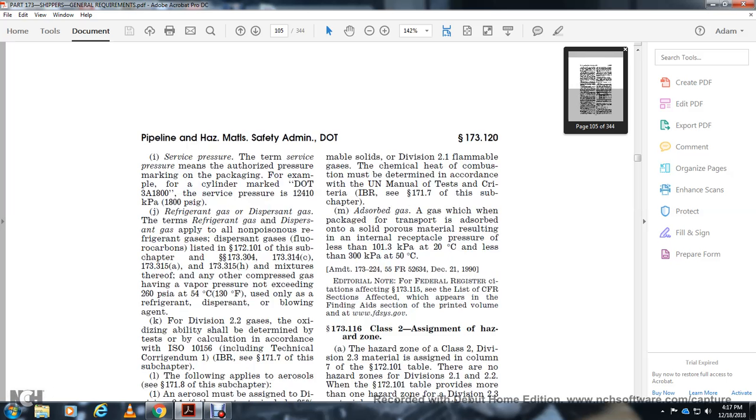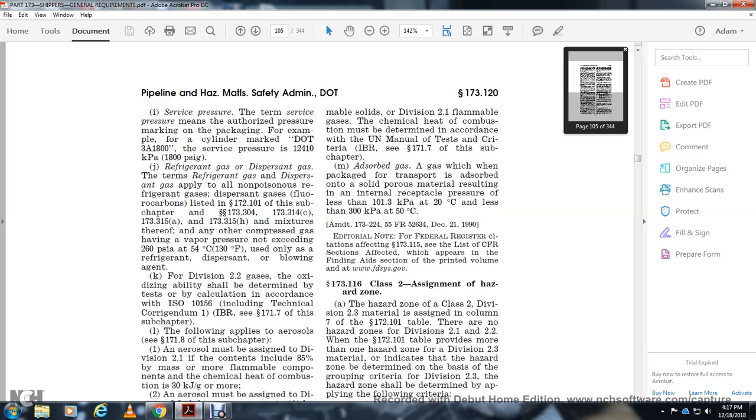For Division 2.2, gases with oxidizing ability should be determined by testing or calculation according to ISO 10156, including Technical Corrigendum 1, IBR 171.7 of this subchapter. The following applies to aerosols, 171A.